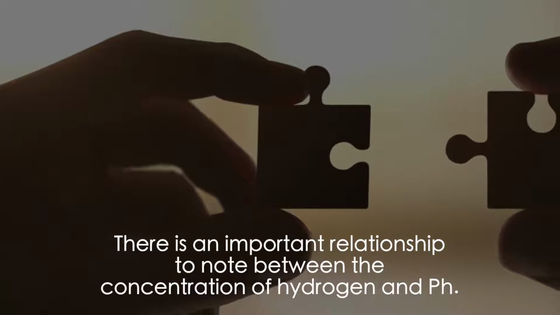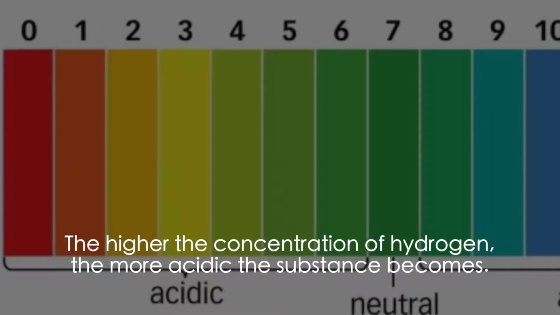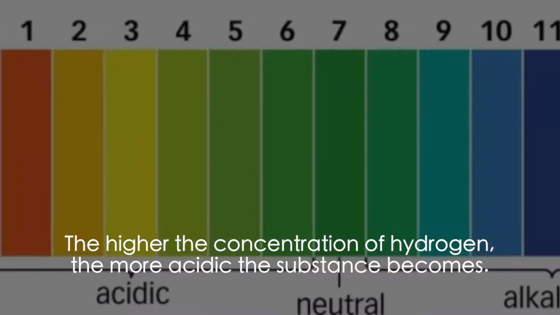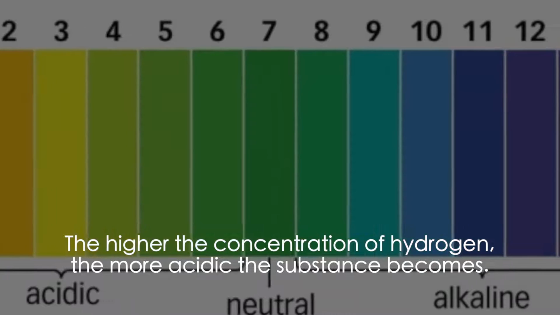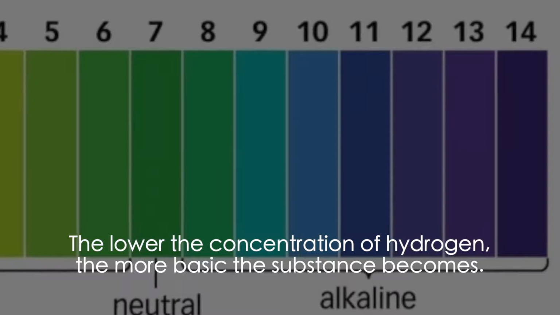There is an important relationship to note between the concentration of hydrogen and pH. The higher the concentration of hydrogen, the more acidic the substance becomes. The lower the concentration of hydrogen, the more basic the substance becomes.